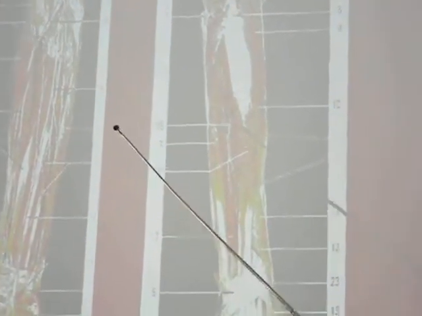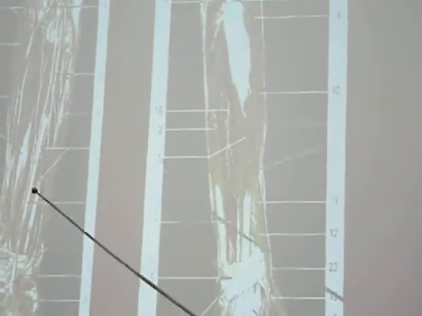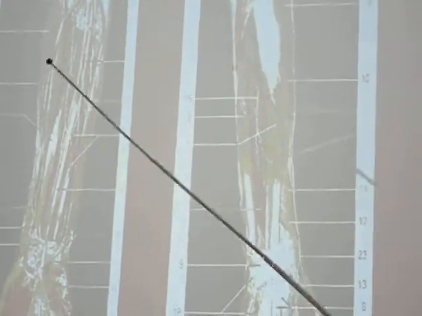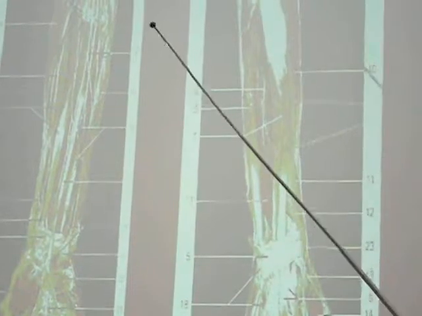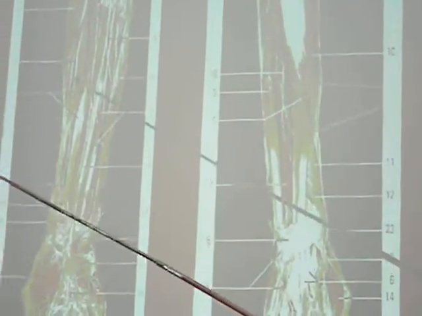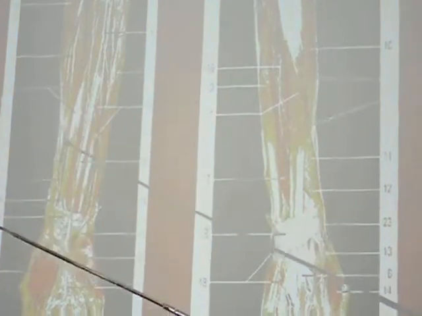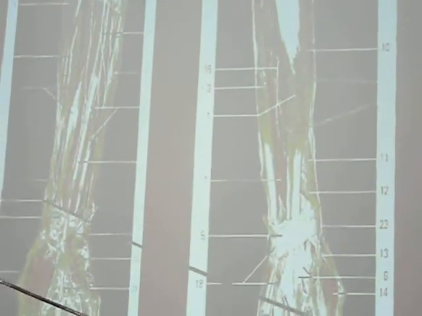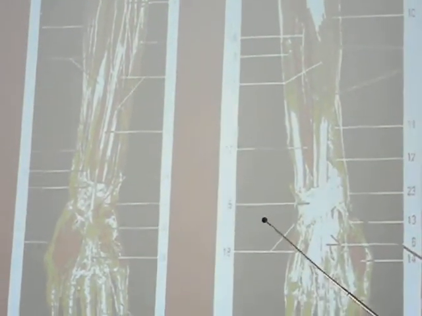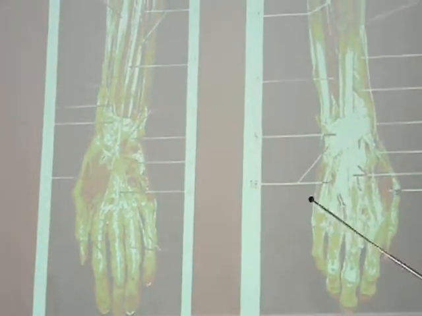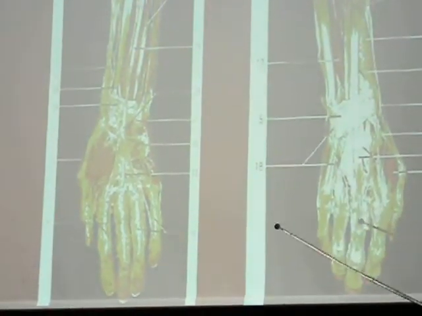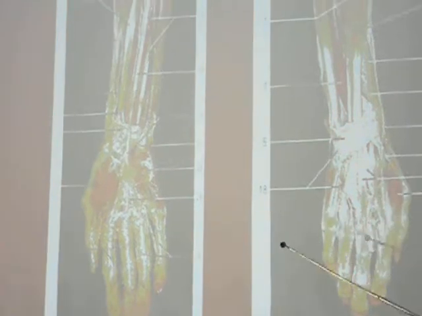The deep branch of the radial nerve innervates all muscles of the posterior group of the forearm and skin on the posterior side of the forearm. The superficial branch goes under the tendon of the brachioradialis muscle to the dorsal surface of the hand, and here innervates skin of the dorsal surface of the thumb, second finger and half of the third finger.